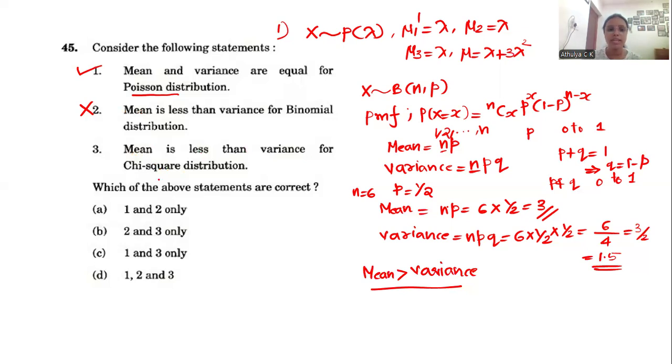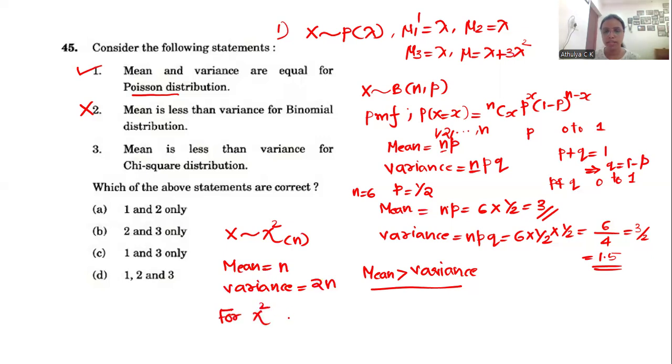Then let's check the third statement. Mean is less than variance for a chi-square distribution. We know that a random variable x follows chi-square distribution with the degrees of freedom n. Then the mean of a chi-square distribution is n, and the variance of a chi-square distribution is 2n. So the mean is n, that is the number of degrees of freedom, and the variance will be 2n. So for a chi-square distribution, mean is less than variance. So the third statement is correct.